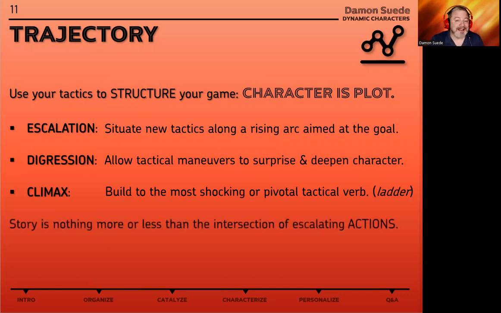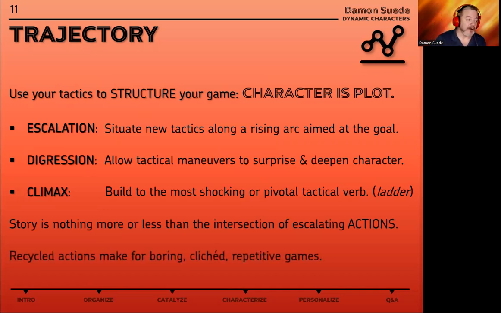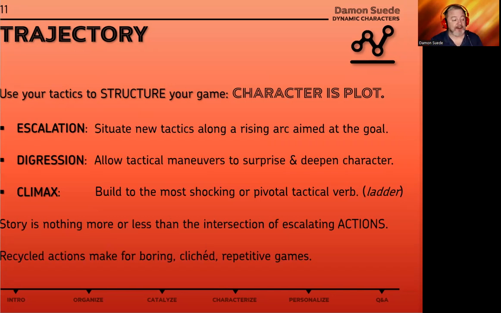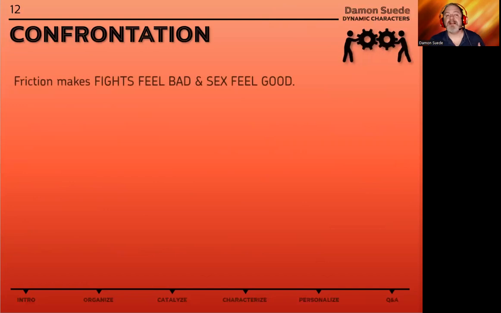All a story really is, is a series of intersecting, escalating actions. And what we find out at the end is, did the actions work or did they not work, right? And we don't want to repeat actions. We don't want to have more than one character in a story having the same action. We want to keep things dynamic. And so what we're looking for is friction. We're looking for a way to keep the characters acting like themselves, but interacting in ways that create a little bit of rub. My mom used to say, friction is what makes fights feel bad and sex feel good.